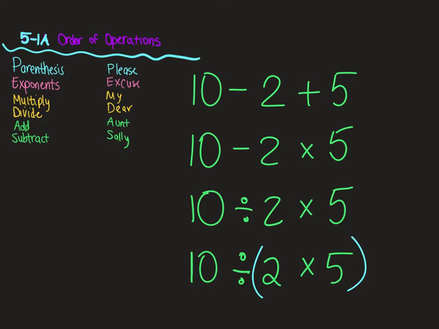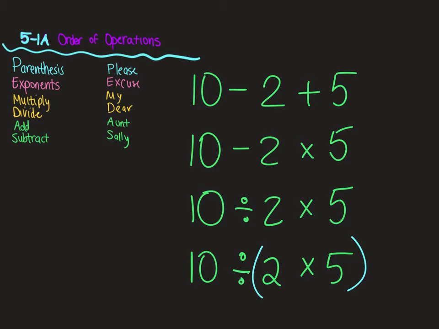Okay, let's look at this third one. I've got division and multiplication. They're both yellow, and so either one can come first. So since division is first, I would do that one. 10 divided by 2 is 5. That answer times 5 is 25. But look down here. I put parentheses around the 2 times 5. So even though these are equal, by putting parentheses, since it's top of the list, it forces me to do this first. 2 times 5 is 10. 10 divided by 10 is 1.